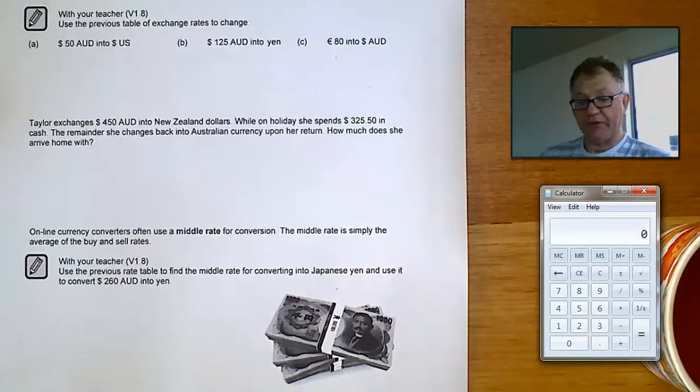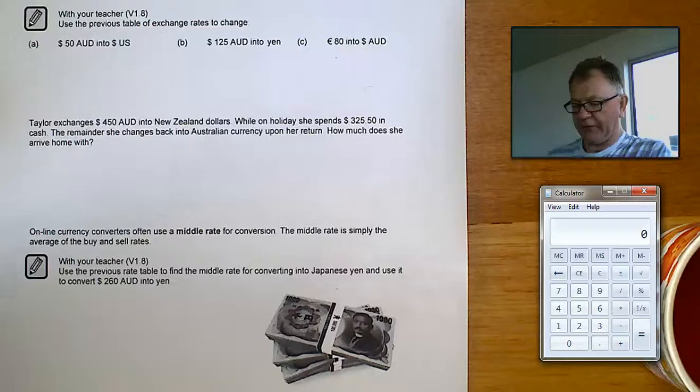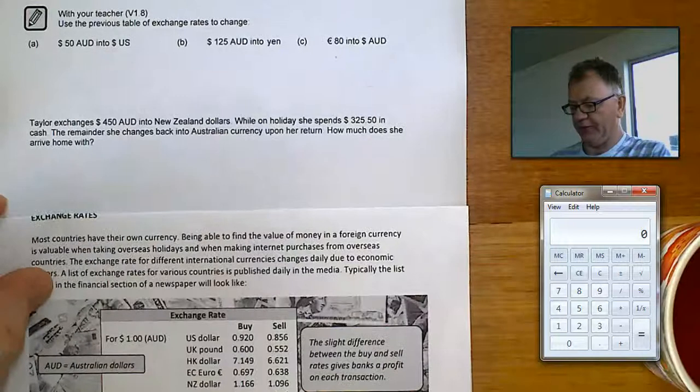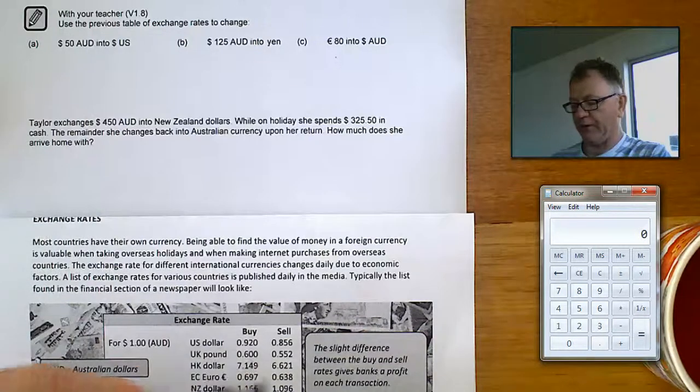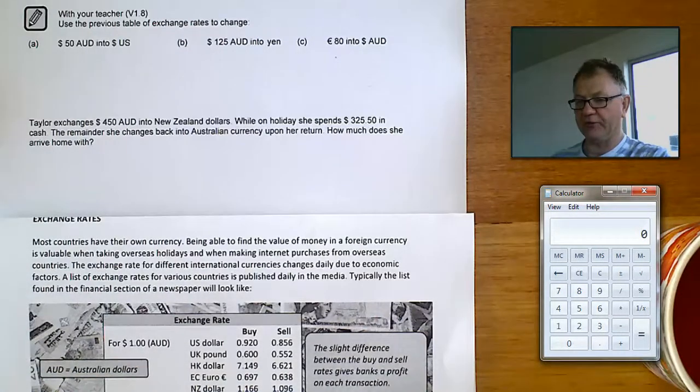Okay, we're going to do some questions here which involve exchange rates. The important thing to remember when you're looking at a table of exchange rates like the one on the previous page is that if you are changing dollars Australian into foreign currency, you multiply by the exchange rate in the sell column. If you're going the other way and changing foreign currency back into dollars Australian, you divide by the exchange rate in the buy column.